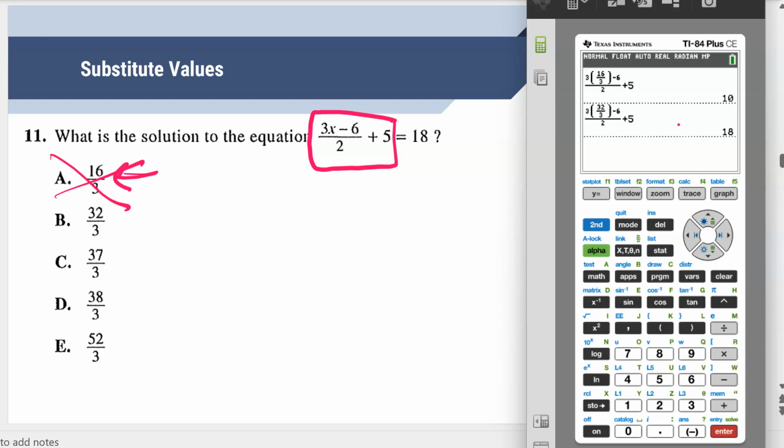Hey, that does give us 18. Now, since this is an equation that's being solved, there's really no need to check the other ones. This is the only answer that would work to give us the correct result. Again, we really like you doing algebra on this, but when you get stuck on stuff, this is what happens. You try out substituting values.